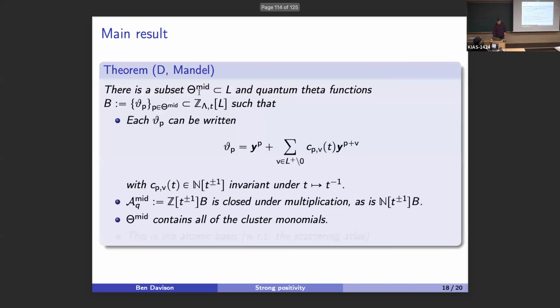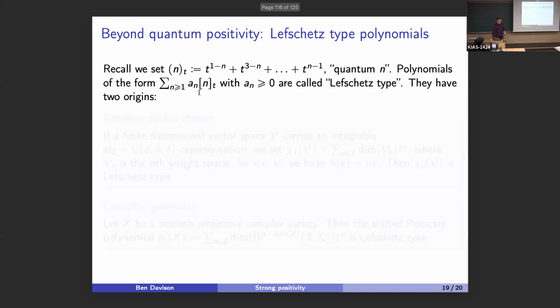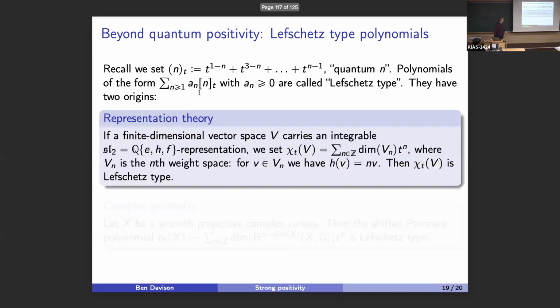Okay, so this side I've shown you. And the final two sides are just some sort of, what next? It seems like the problem has pretty much been flattened. What to do next? So this is the sort of aftermath. So going beyond quantum positivity, recall the definition of quantum n, and recall that we call positive linear combinations of such polynomials Lefschetz type. Then they have two origins in life, or in maths at least.